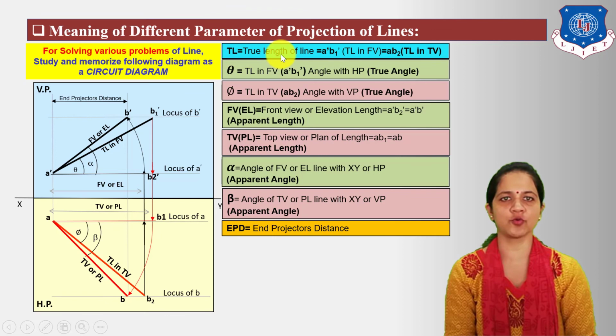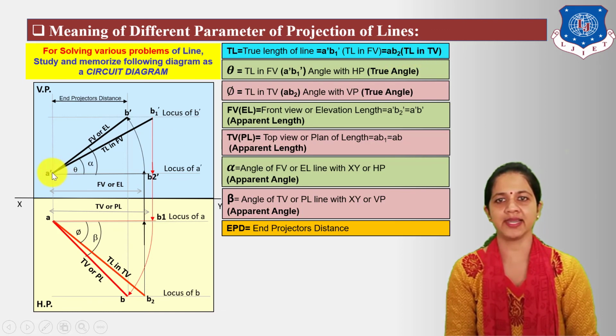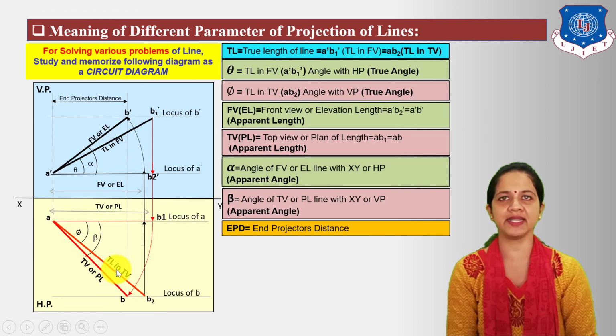TL is equal to true length of line, which is equal to A dash B1 dash, the true length in front view, which is equal to AB2, the true length in top view. Here you can see A dash B1 dash indicates the true length in front view, and AB2 indicates the true length in top view.